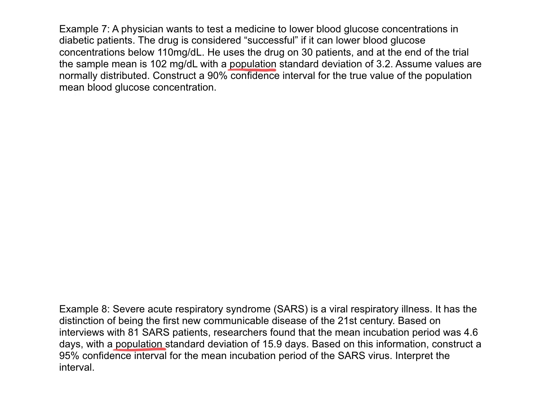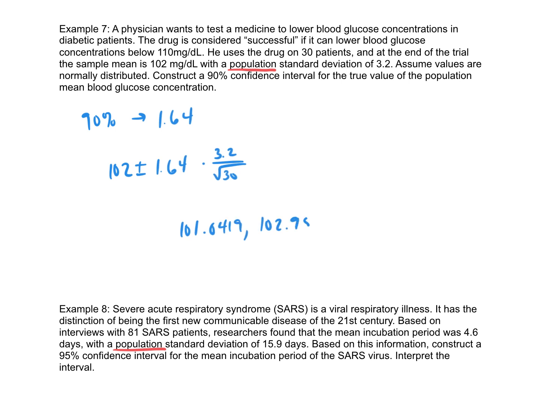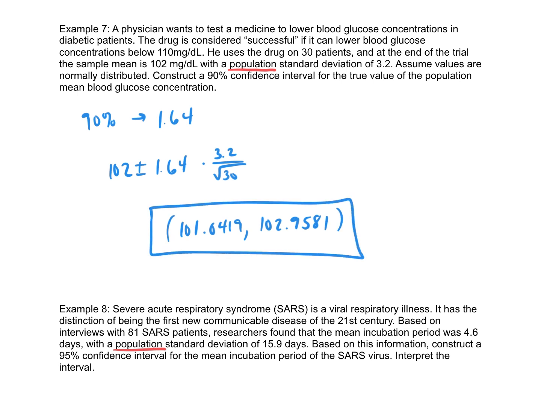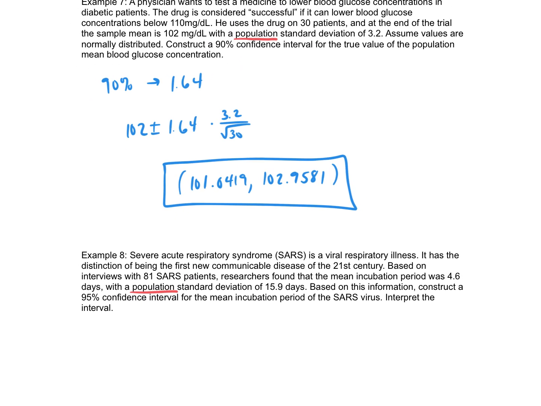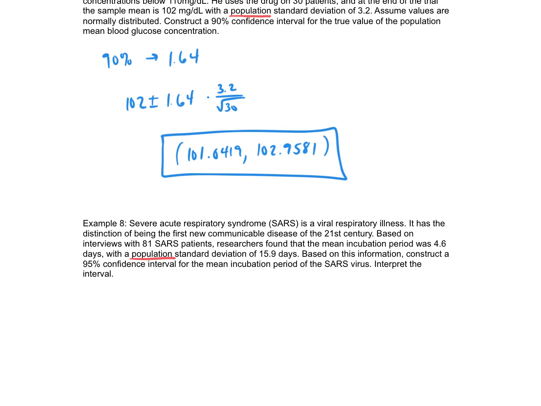90% confidence. Wow, this interval's tiny. 1.64. This is 90. Oh, 30 drugs. Oh, yeah, you're right. Go left. Are you solving these questions right now, or have you already solved?